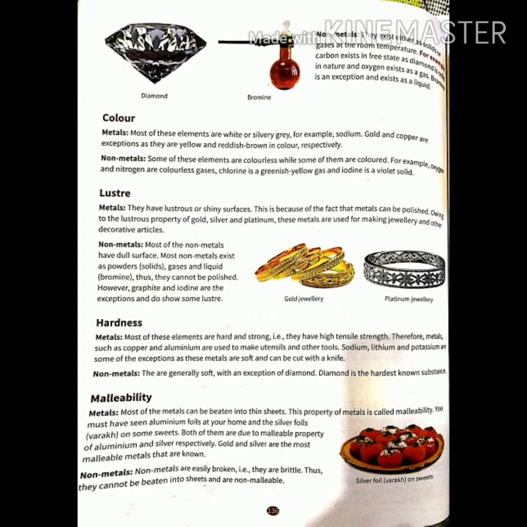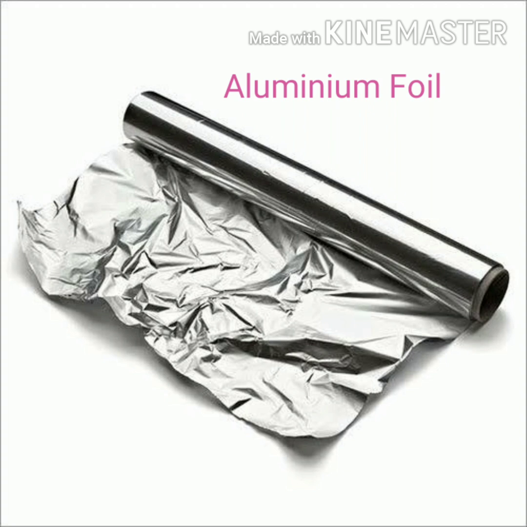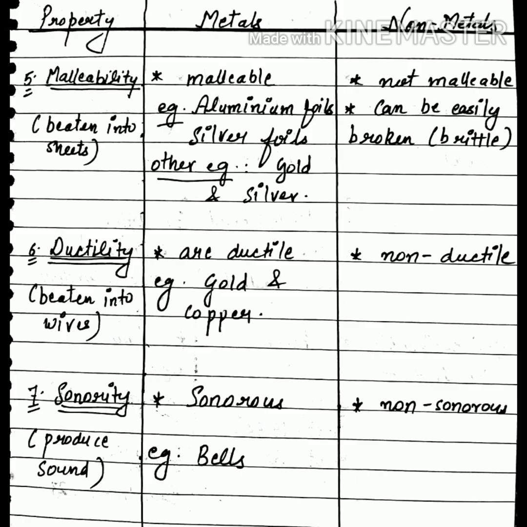Now the next property we are going to discuss is malleability. The term malleability means the process by which metal can be beaten into thin sheets. Metals are malleable, for example aluminium foils and silver foils. Here we can see that aluminium foil is malleable in nature. In case of non-metals, they are not malleable and they can easily be broken. The property by which a substance can easily be broken is known as brittleness.